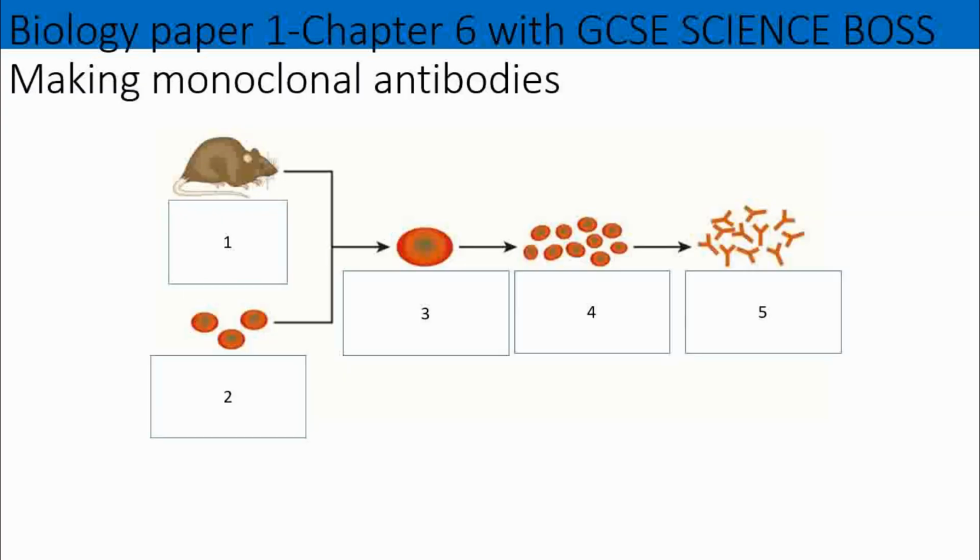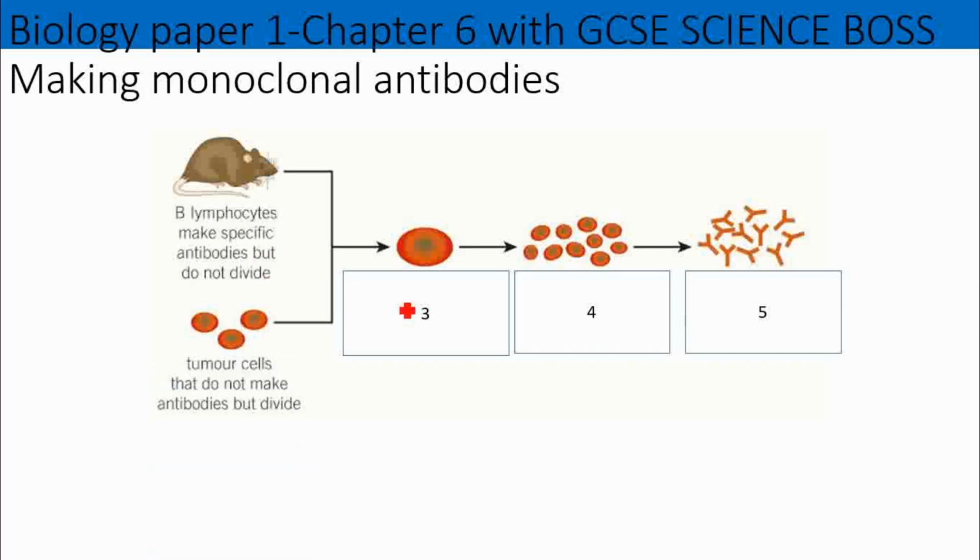Okay, now when you're making monoclonal antibodies, there are some steps which you need to know. So in step one, the mouse is injected with a particular pathogen, and that pathogen triggers the mouse to release lymphocytes. And remember, your lymphocytes make specific antibodies, but they do not divide.